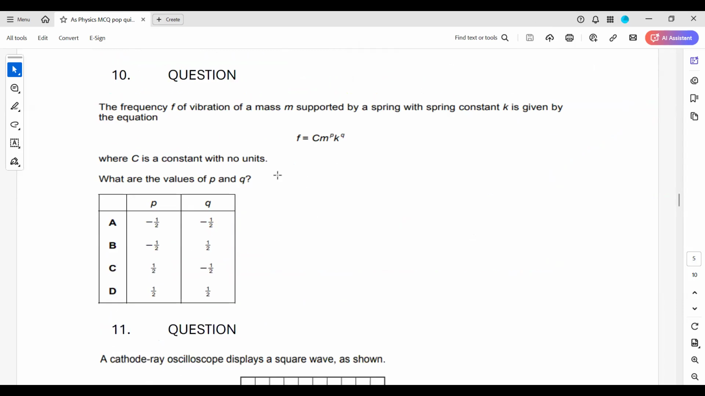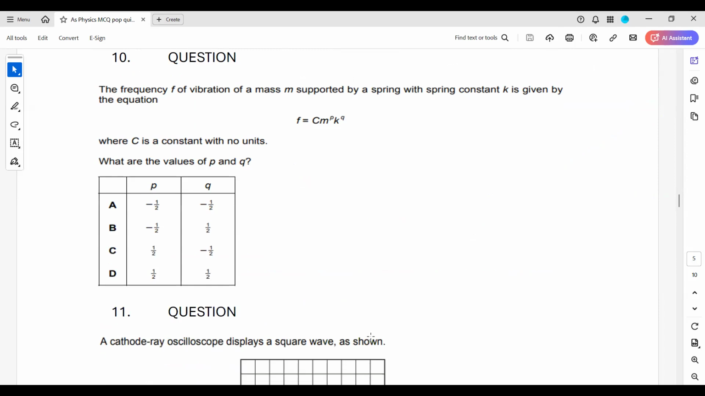Question 10, any doubt? In question 10, the frequency of a vibrating mass M suspended by a spring with a spring constant K is given by an expression, where C is a constant with no unit. So C does not have a unit. What is the value for P and Q?